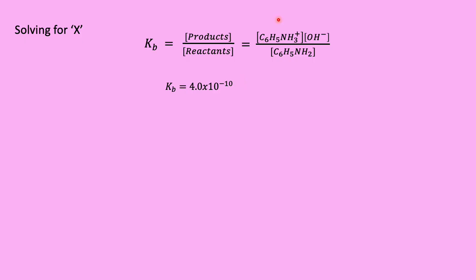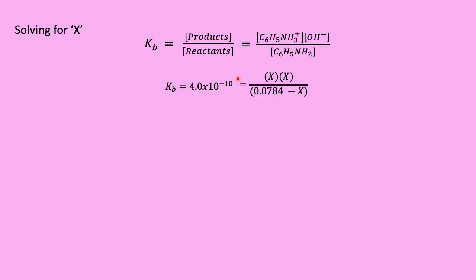Now, for this part, we will plug in our values from our equilibrium row. This will have x's in it, so it will look like this: x times x, since both of these are x's, divided by 0.0784 minus x.